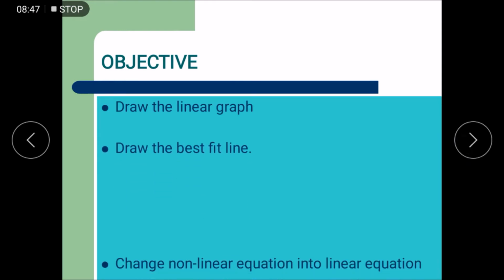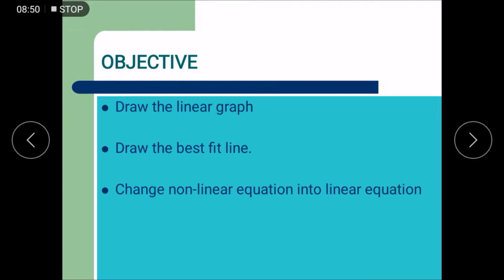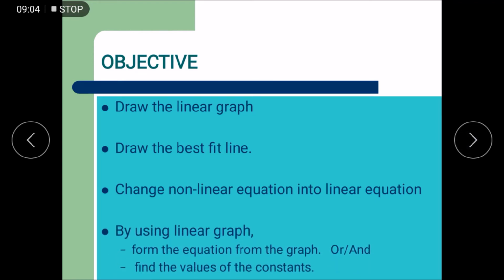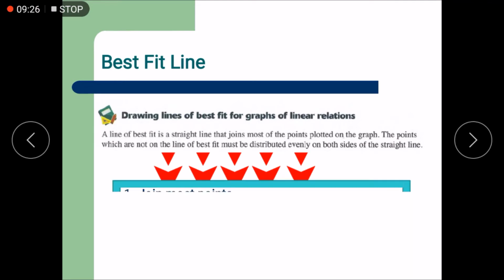How to draw the line graph and how to draw the best fit line. When we see the word best fit, it means that there is something that is not fit, so we have to find the one that is best fit. Then you have to learn how to change a non-linear equation into a linear equation, and from the graph you have drawn, you must know how to use your line graph to form the equation if the equation is not given, or how to use the line graph to find the values. So these are the 4 main objectives that you have to understand or be able to do after we have finished the chapter.